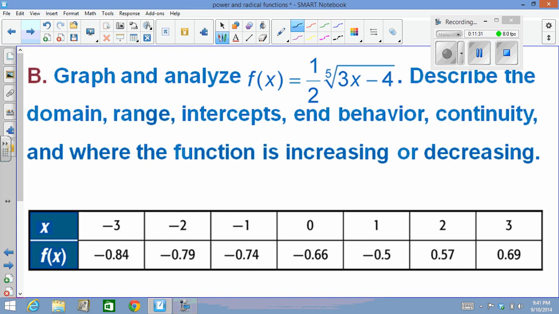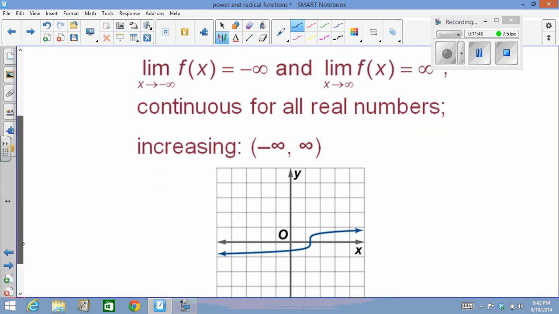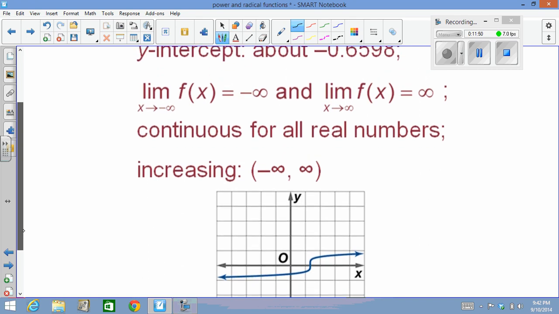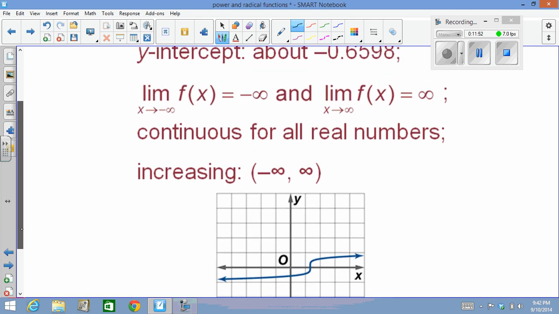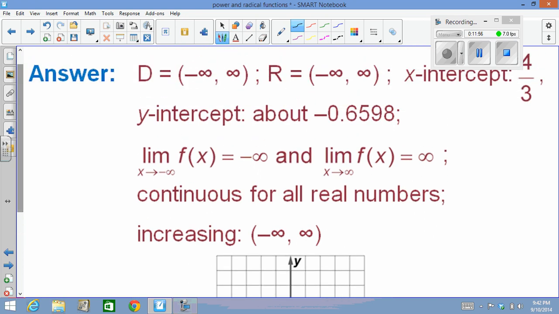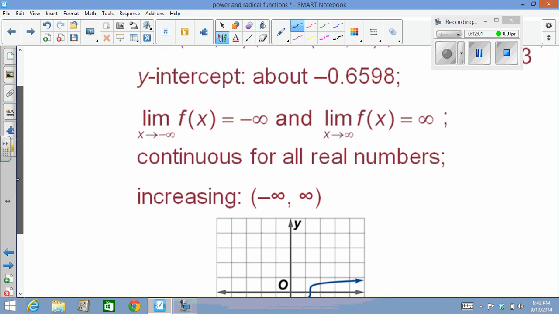Remember that since it's a negative number and the index is odd, I am allowed to take the 5th root of a negative number. So now I can put negative numbers into my equation. So when I graph it, I'm going to have a graph that's going to look like that. So that tells me my domain goes from negative infinity to positive infinity. I know it's going to be continuous for the whole thing. My range is going to go from negative infinity to positive infinity. It will eventually get larger as the numbers get larger.